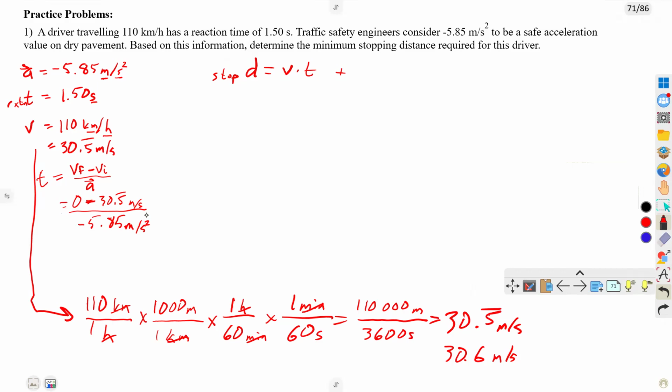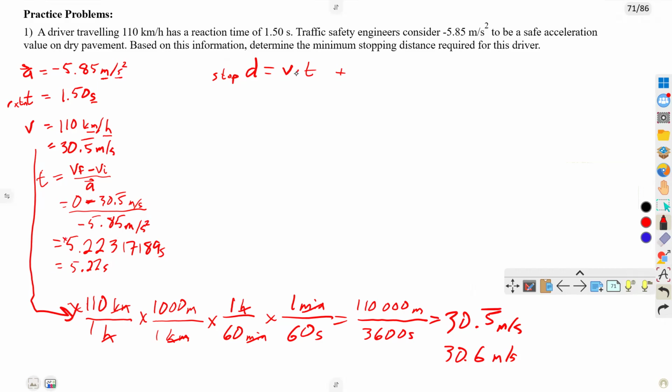So I've stored the velocity from down here in my calculator's memory. And so I'm going to subtract that from 0. So it's negative 30.5 divided by negative 5.85, that's the acceleration. And we're going to get 5.2231718 seconds. Now, when you're writing this down, if you go 5.22 seconds, you'll be fine. But this is what we should be using when we're doing our calculation.